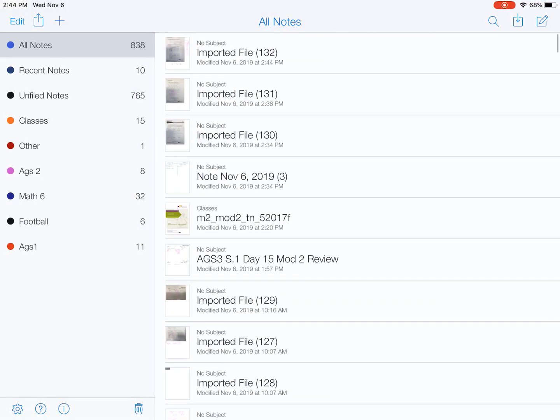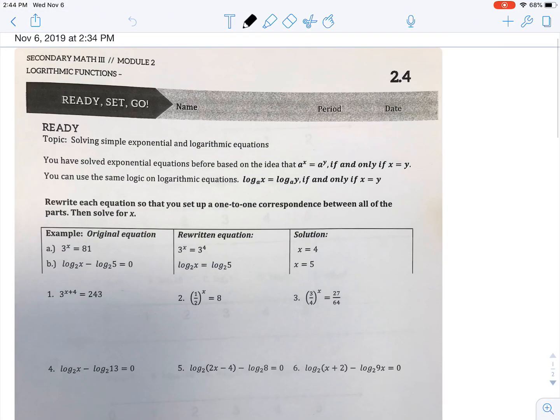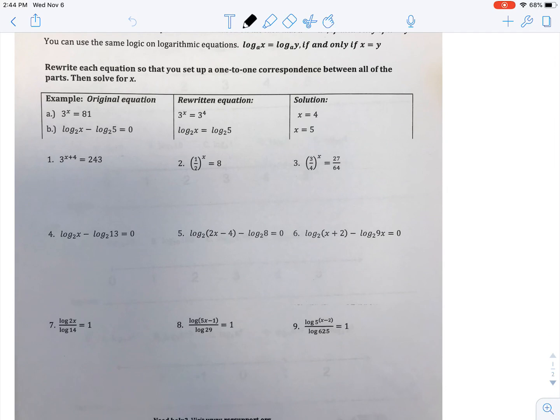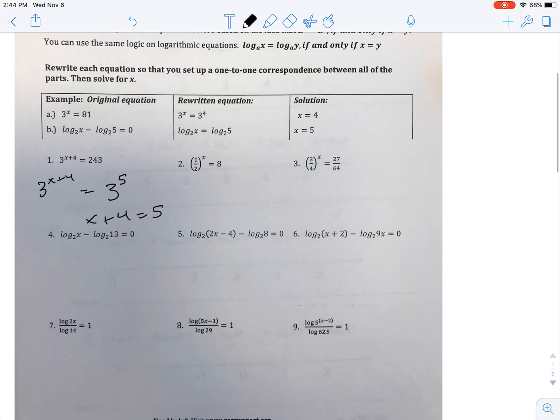All right, last one here is this kind of stuff where you have to give the same base. You all should have the answers to every single one of these in your modules. Okay, I've done these problems multiple times now. So this is 3 to the x plus 4, and that's going to be equal to 3 to the, I think it's the 5th, right? And then you have x plus 4 is equal to 5. As soon as they have the same base, you can solve.